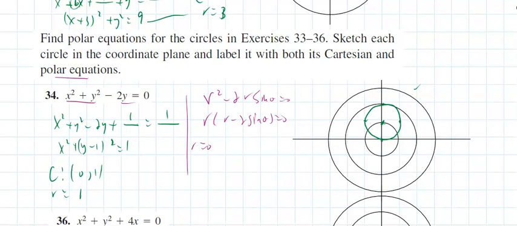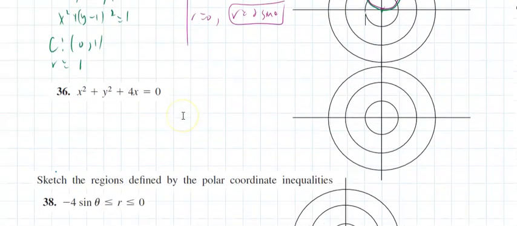And r equals 0 is just a point. r equals twice the sine of theta. This is a circle wrapped around the positive y-axis with a diameter of 2, and there it is. So the idea is fairly simple.